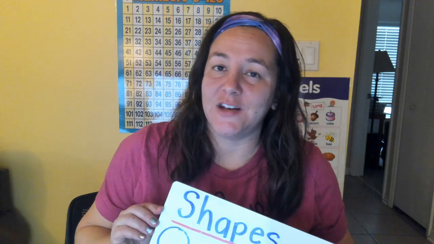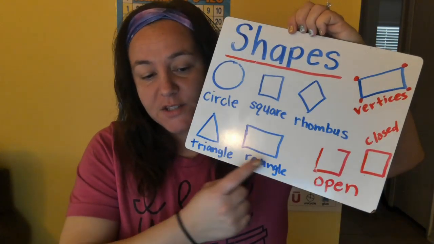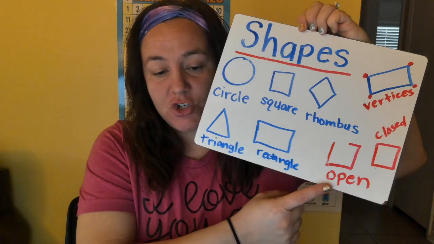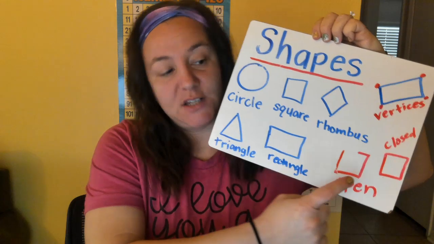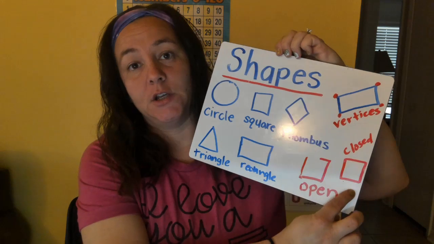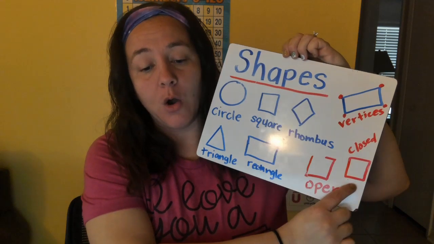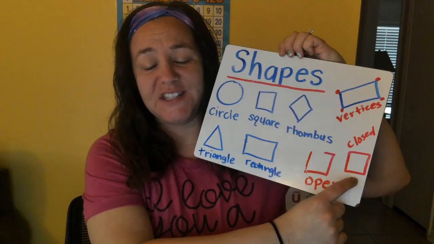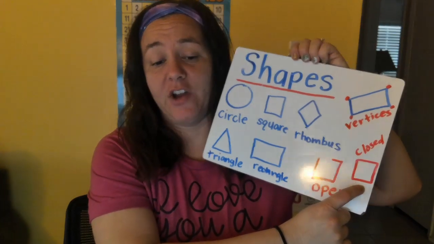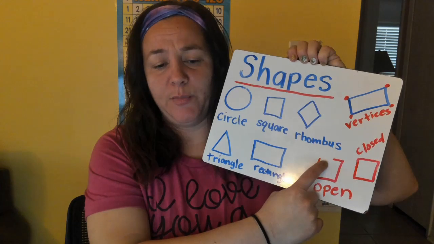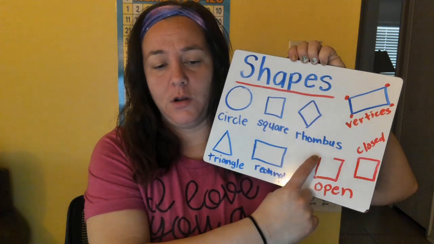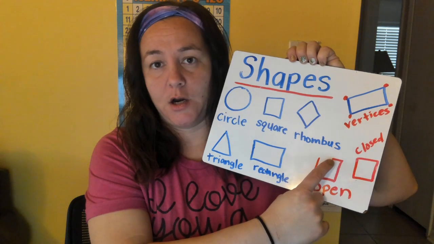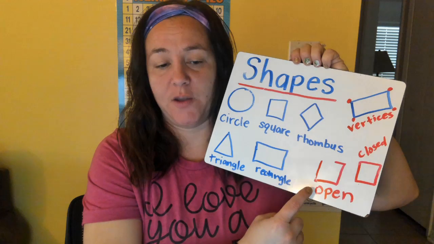Now, on your lessons, it's also going to introduce a couple new ideas you might not know. Maybe you do know. Great. But it's going to show you an open shape and a closed shape. When it's closed, that means all the sides are connected together. Do you see the open shape, how there's a space here? They're not connected together. So it's called an open shape.